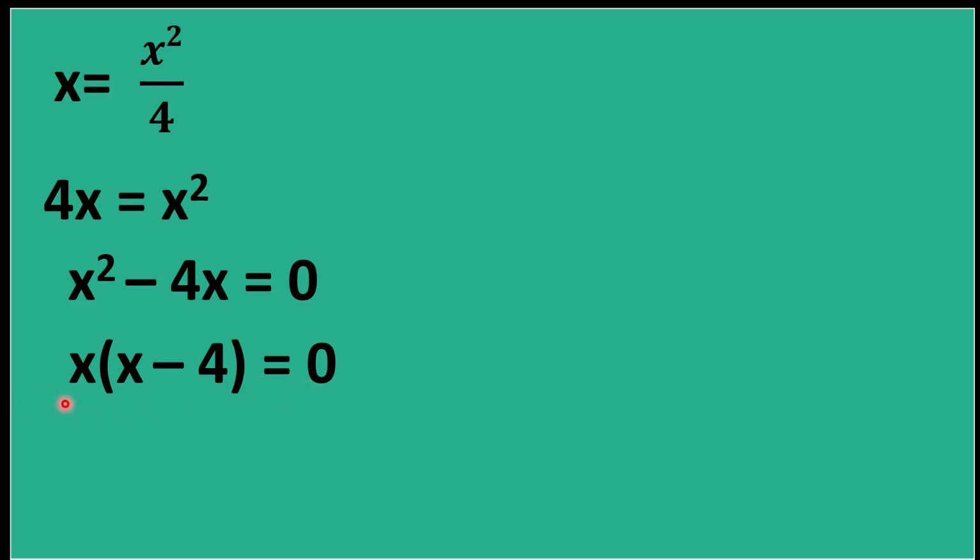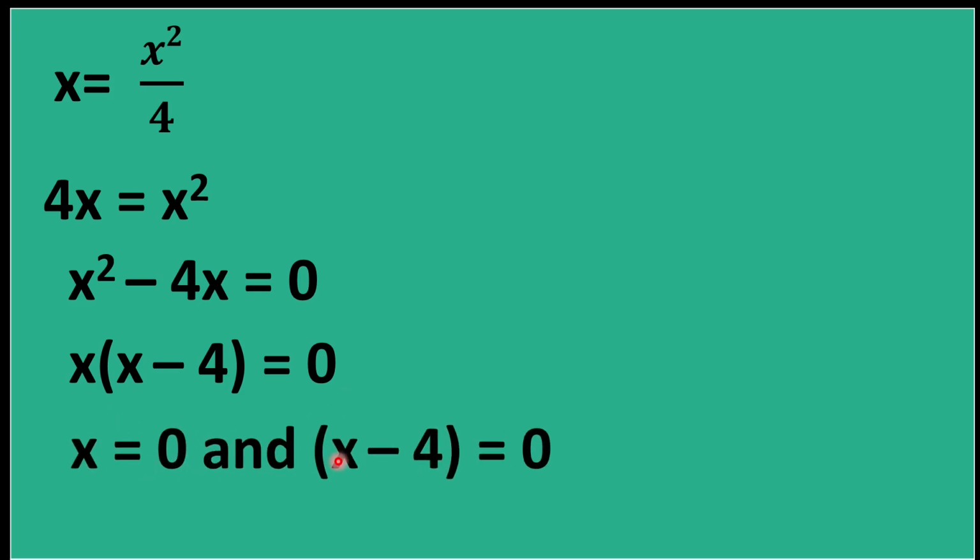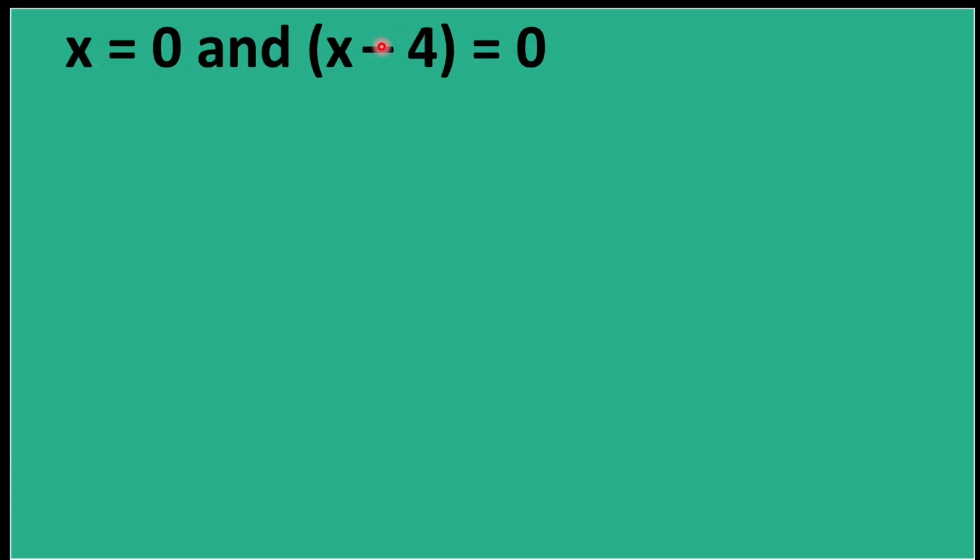And now we will equate these two factors to 0. So it will become x equal to 0 and x minus 4 equal to 0. So again we will send this minus 4 to the other side of the equation, so it will become 4. So overall this will become x equal to 0 and x equal to 4. So these are the solutions of the given equation.